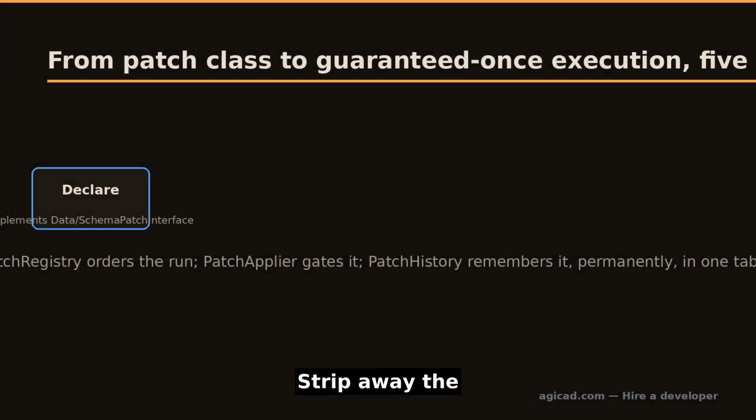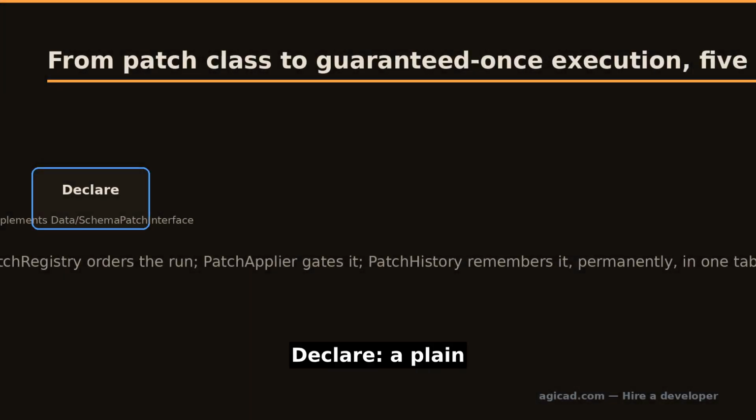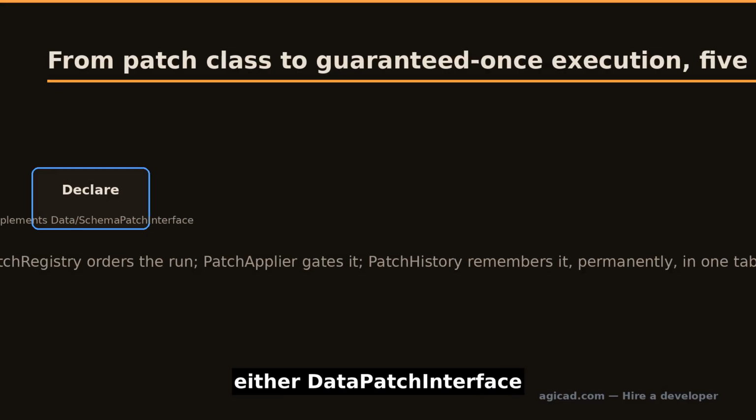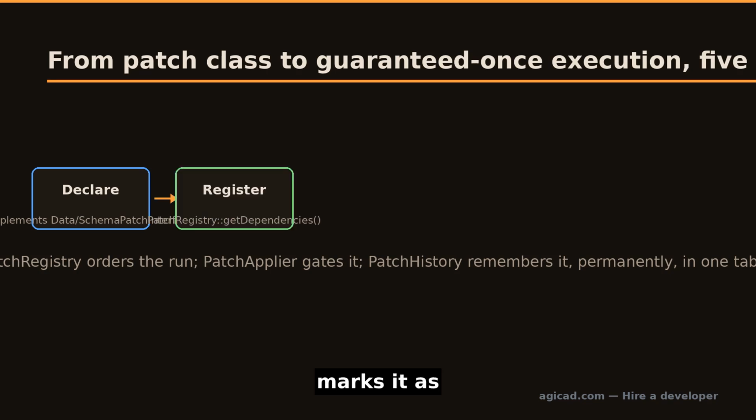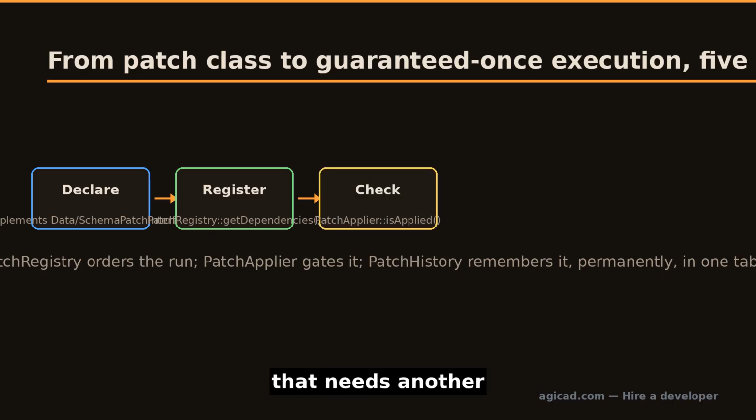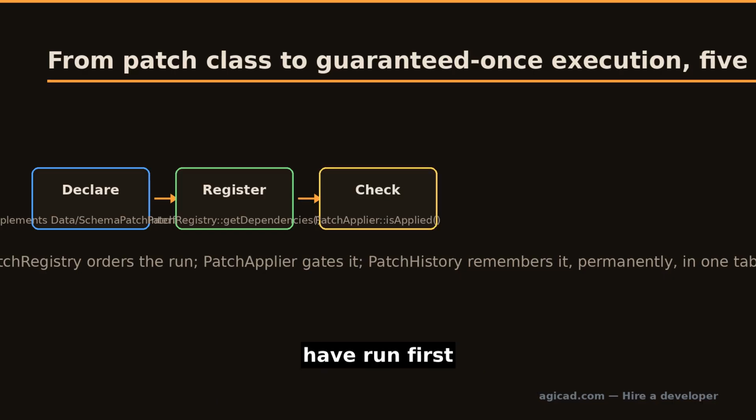Strip away the code, and every patch's lifecycle is 5 stages. Declare: a plain PHP class implements either DataPatchInterface or SchemaPatchInterface, and nothing else marks it as a patch. Register: PatchRegistry reads every patch a module declares, and resolves each one's getDependencies method into a real dependency graph, so a patch that needs another module's patch to have run first will always run after it.